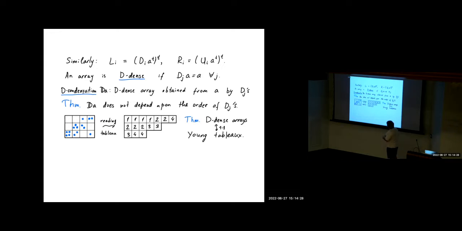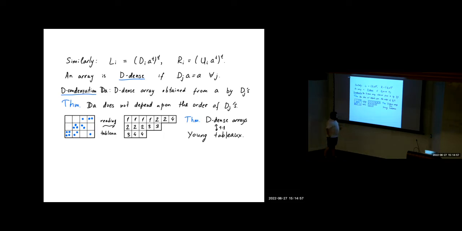And what's their shape? To get the shape, you need to condense it to the left, or just take the number of balls in rows. So in this row you had 7 balls, and 5 here, and here 3. So here's 7 5 3, and you'll get the same if you just condense this d-dense array to the left.